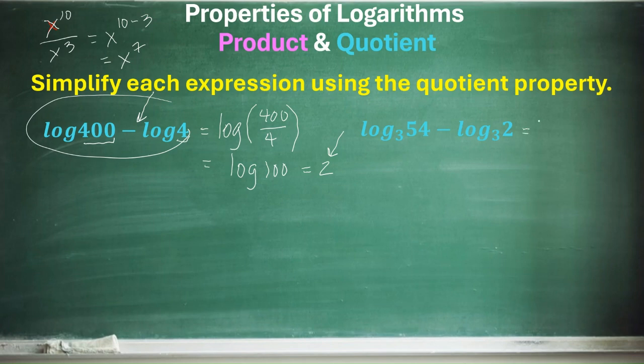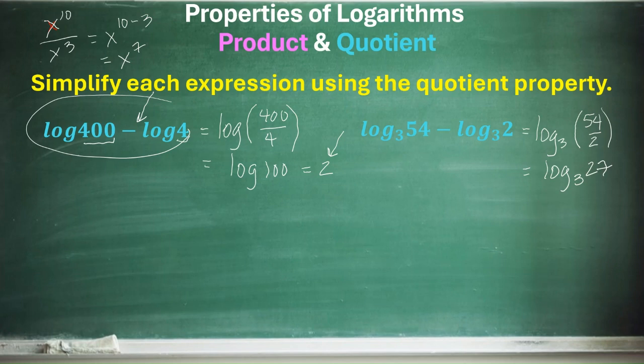Same idea. This comes to a single log. This is base 3. So we read this as log base 3 of 54 minus log base 3 of 2. Our answer is log base 3 of a single fraction. That would be 54 divided by 2. So I'm going to simplify this. So this becomes log base 3 of 27.